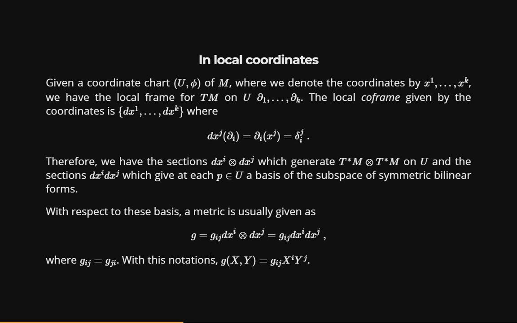So remember, the lower indices give you coefficients of sections of the cotangent. The upper indices give you coefficients of sections of the tangent. So the coefficients of a vector field have superscripts, while coefficients of a bilinear form on the tangent space, so a tensor product of sections of the cotangent, have lower indices. And when an index is repeated, it's understood that you are doing a summation on that index. So this should be the sum over i and j of Gij xi yj.